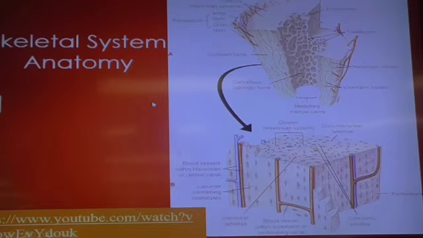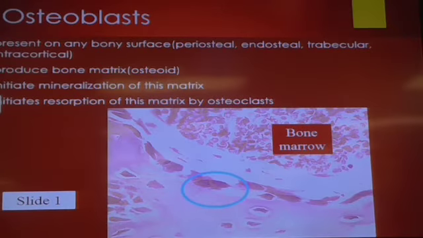Alright, so just sort of a brief review from last year. Good day, everybody. So I wanted to briefly go through a couple of cells that are very important to make sure you understand their function. And the first one would be osteoblasts, and they're present on any bony surface. So that includes the endosteum, the trabecular, intercortical areas, and their job is to produce a bony matrix called osteoid.